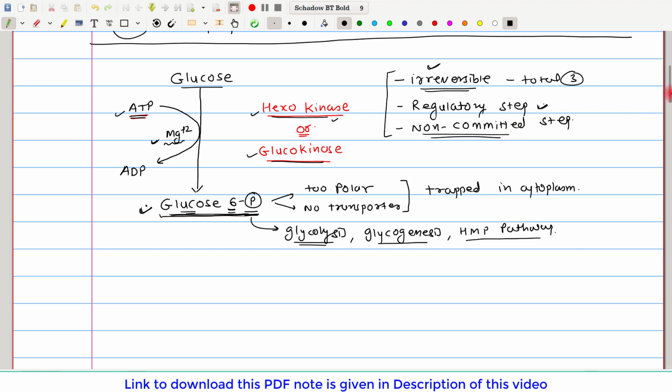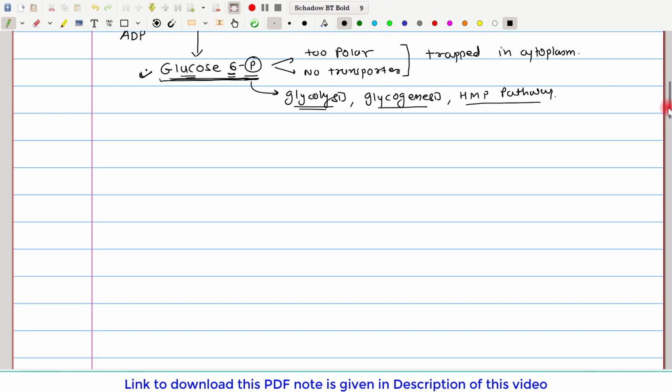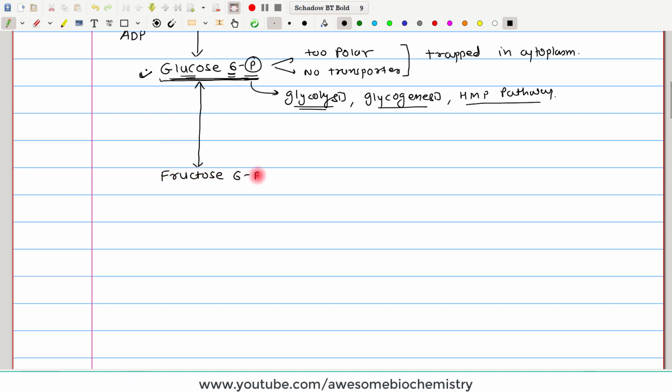Now, what will happen to this glucose 6-phosphate? Glucose 6-phosphate reversibly gets converted to fructose 6-phosphate. Now, see, glucose 6-phosphate and fructose 6-phosphate both are isomers. So, which enzyme will help over here? That enzyme is isomerase.